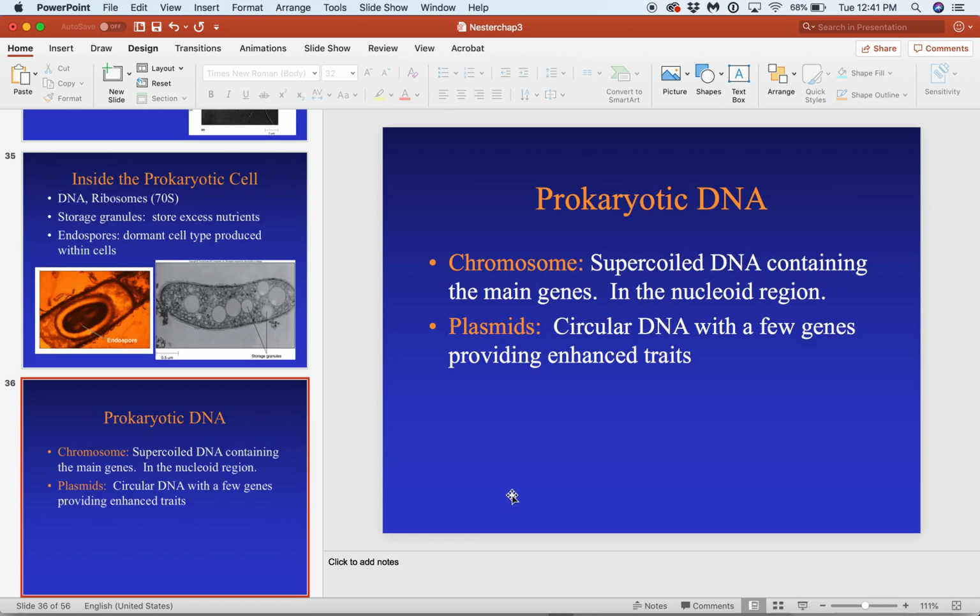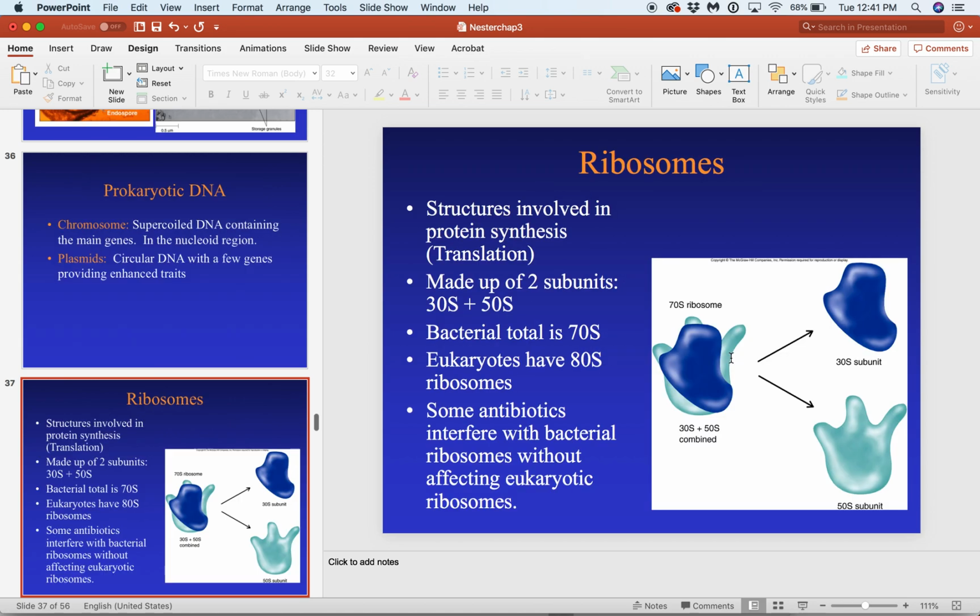All right, so we already talked about prokaryotic DNA, chromosomes, supercoiled DNA containing the main genes necessary for survival. Plasmids are circular DNA with a few genes providing enhanced traits such as antibiotic resistance. All right, let's talk about ribosomes. Ribosomes are what do translation. They look at a piece of RNA and they will build a protein based on what those G's, A's, U's, and C's say. Ribosomes are made up of two subunits.